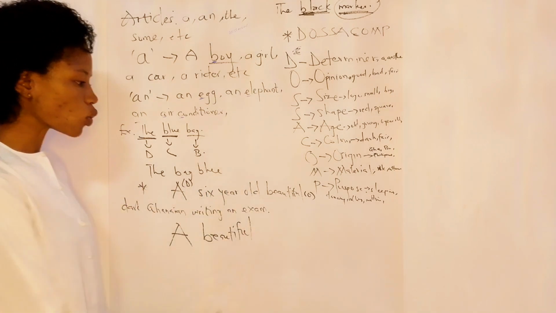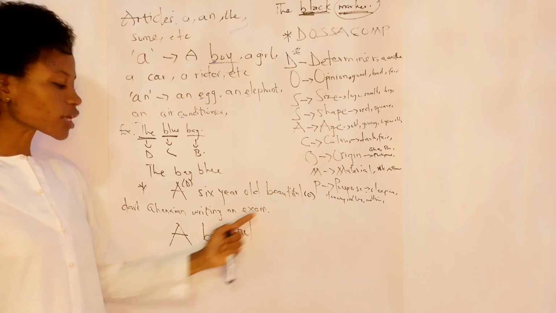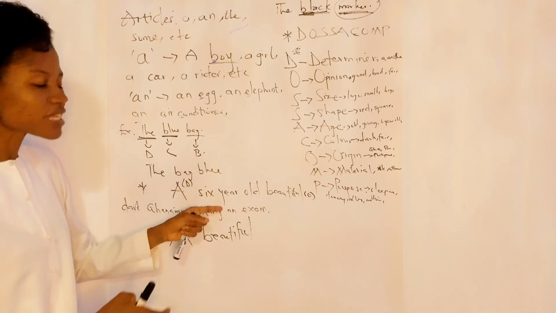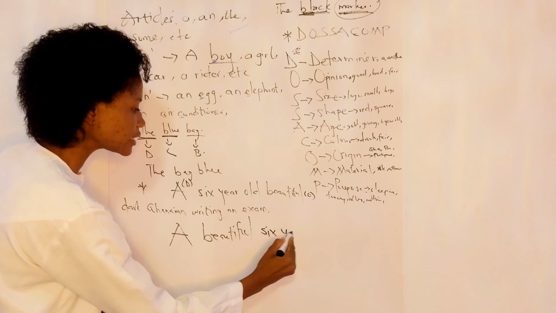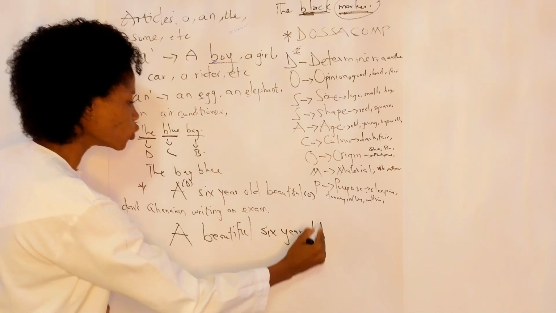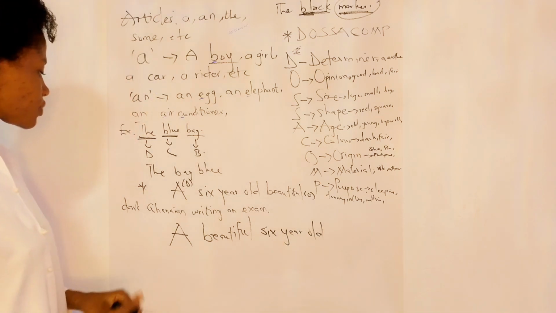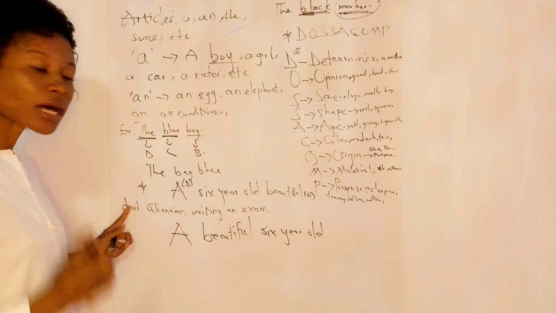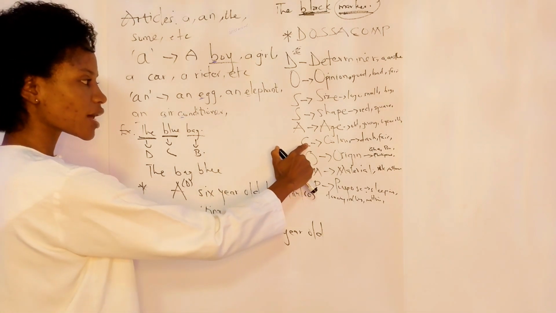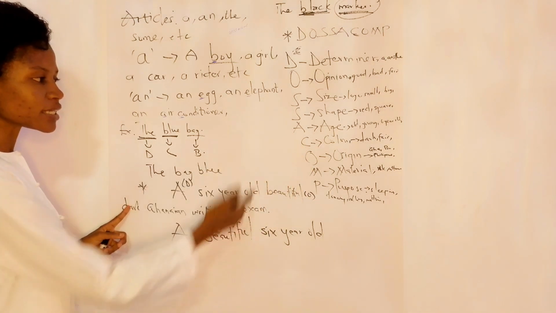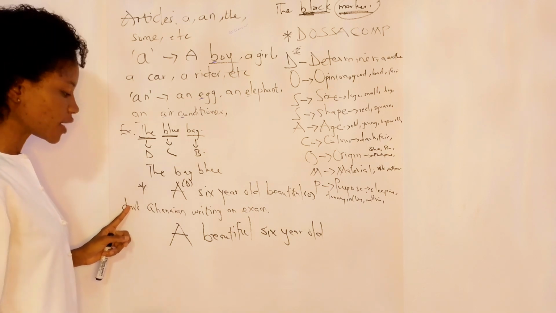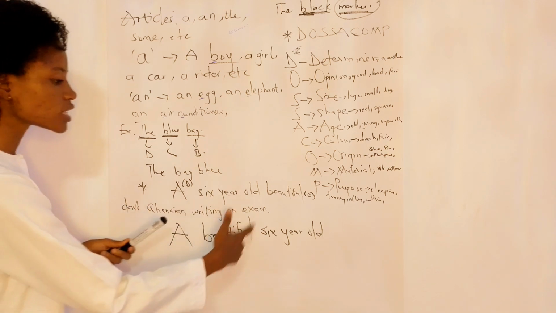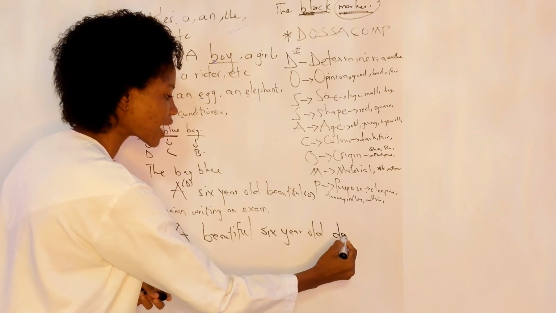A 6-year-old, but then the opinion came first. So a beautiful 6-year-old. Let's move on. Dark, dark is what? Color, and we have color right after age. The next abbreviated letter is color, and we have dark here. So a beautiful 6-year-old dark.